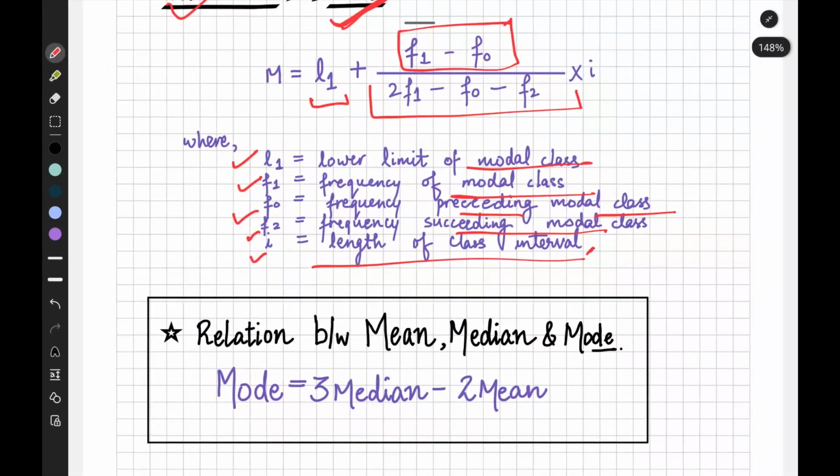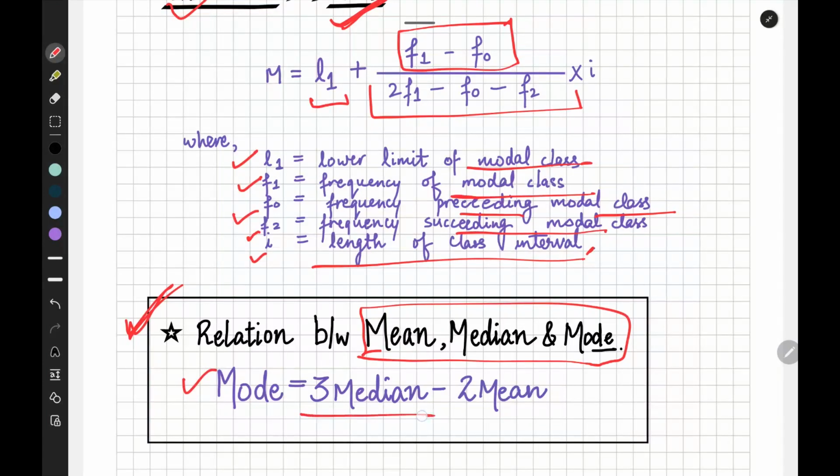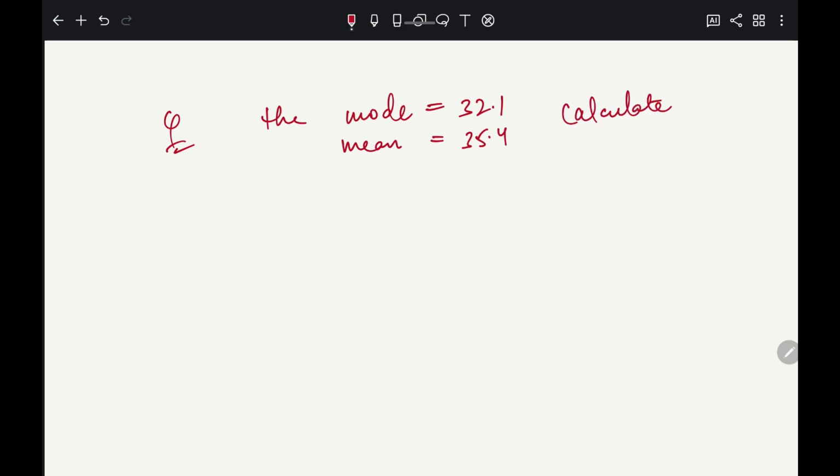This is also an important point, the relation between median, mean and mode. We have this formula: mode is equal to 3 median minus 2 mean. So we will take an example of how we'll use this. If a question is given, for example, the mode is given to us as 32.1, and mean is given to us as 35.4, and it asks to calculate the median.